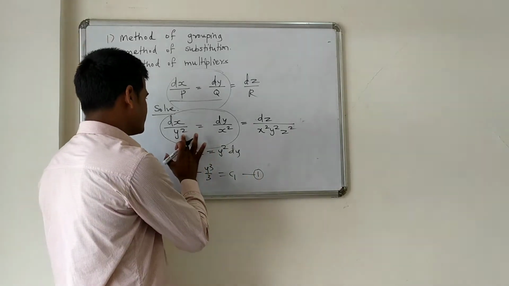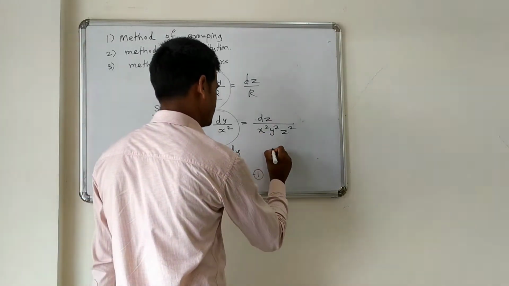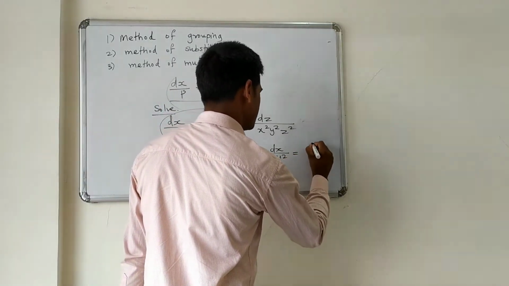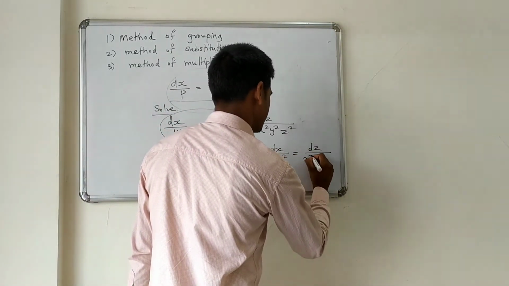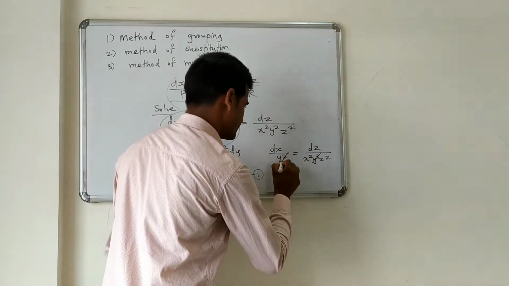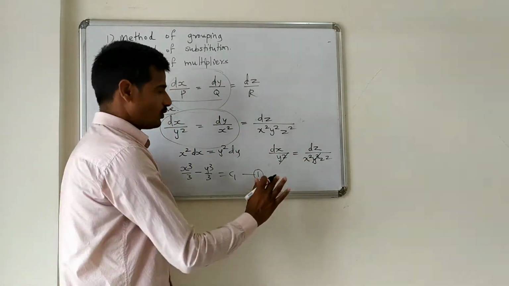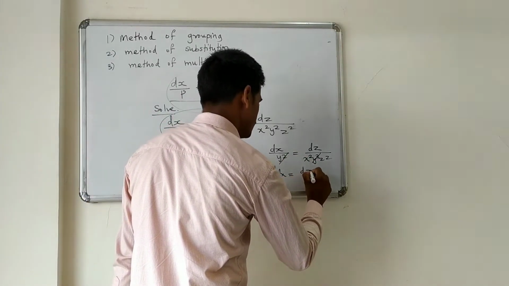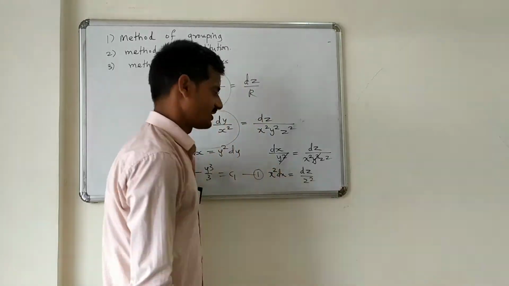Now if I consider the first and third ratio, dx upon y square is equal to dz upon x square y square z square. Cancel y square from both sides. Then x square dx is equal to dz upon z square.